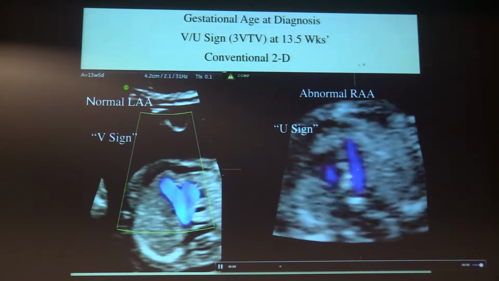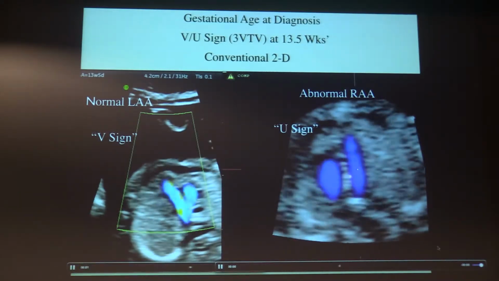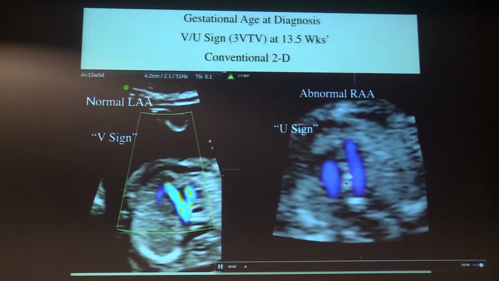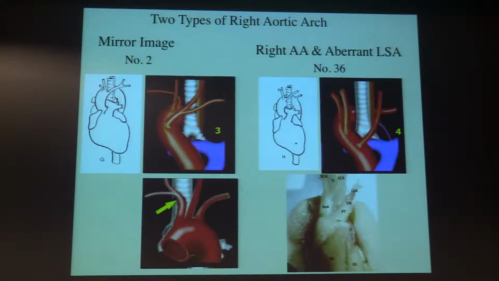You can see the abnormal right aortic arch, the U sign, where both the ductus arteriosus and the aorta are in parallel position. When we look at our cases, we notice that we have 2 cases from the 38 with mirror image. That means that there is a normal configuration of the neck vessels, and in 36 cases we have right aortic arch with aberrant left subclavian artery.